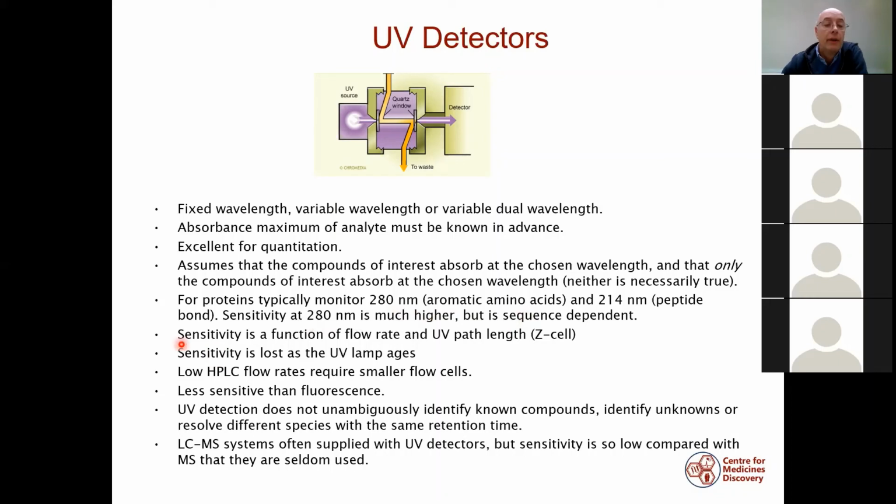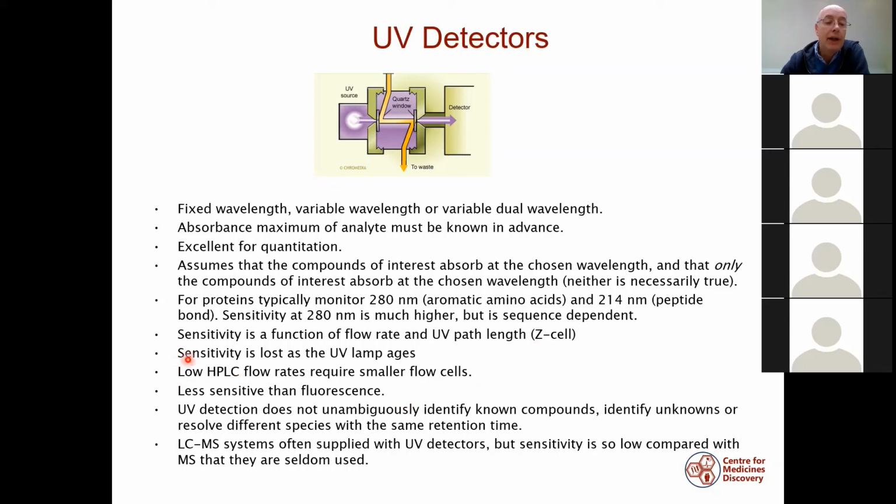The sensitivity is a function of the flow rate and the UV path length. So basically the flow goes through a Z cell. This part of the Z is effectively your path length. The longer that is, the more sensitive the cell. You're going to need an ultraviolet lamp to measure your UV signal. That lamp will age over time, so the sensitivity can deteriorate over time.